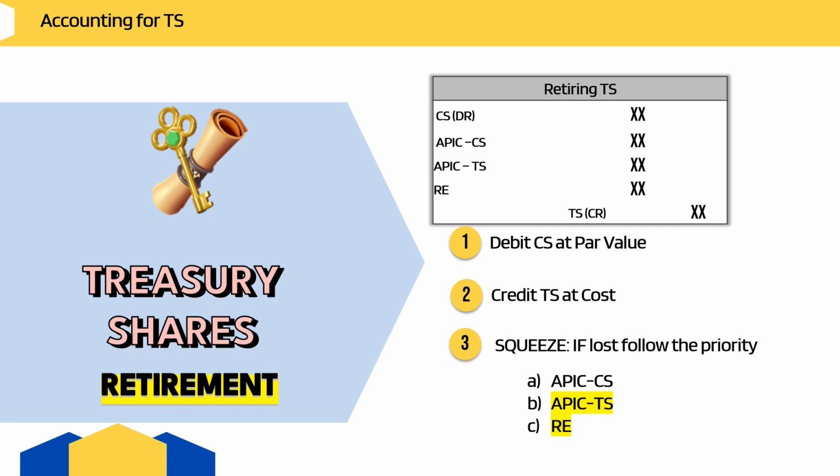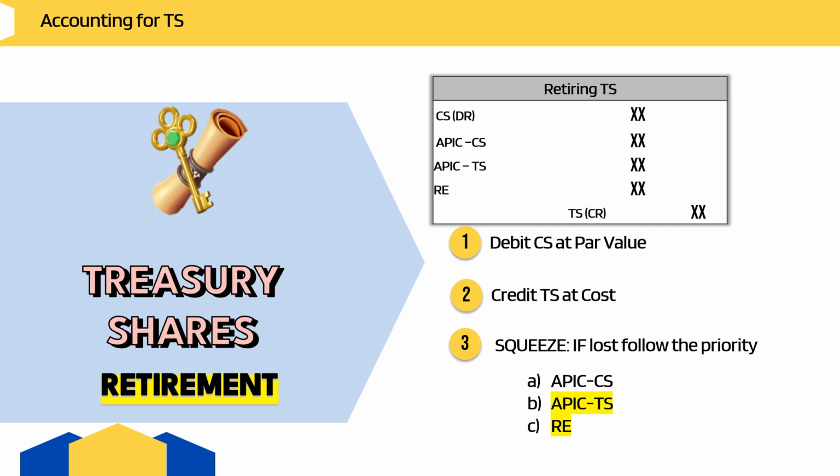For the retirement of treasury shares, you just follow three major steps. Step 1, you debit your common stock at par value. Step 2, you credit treasury shares at cost. And then step 3, you will master or memorize the following. Pag meron kang kailangan na i-debit, una muna is you will debit your APIC or share premium from the original issuance. The second is the share premium from the reissuance of the shares. And then if ever there's excess, then that's retained earnings.